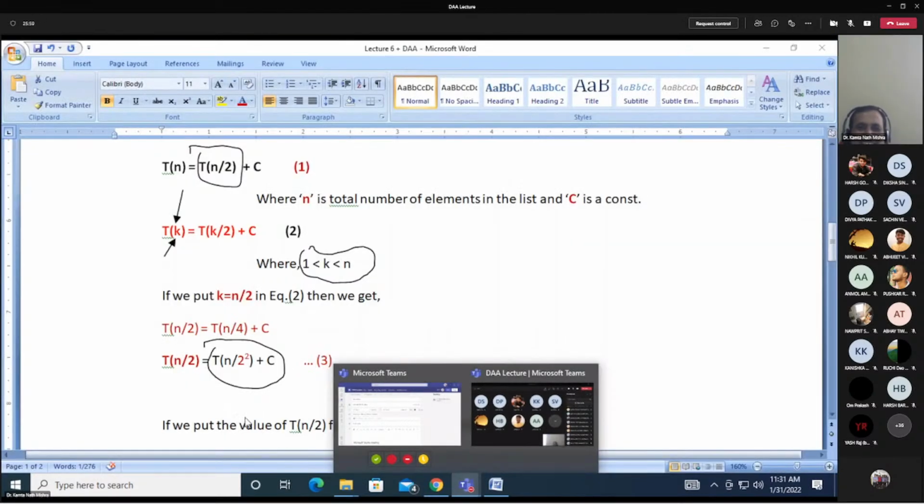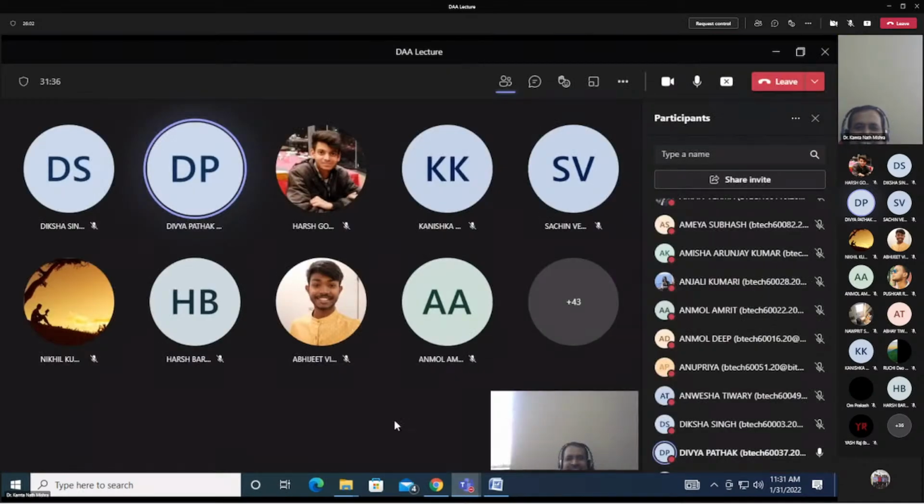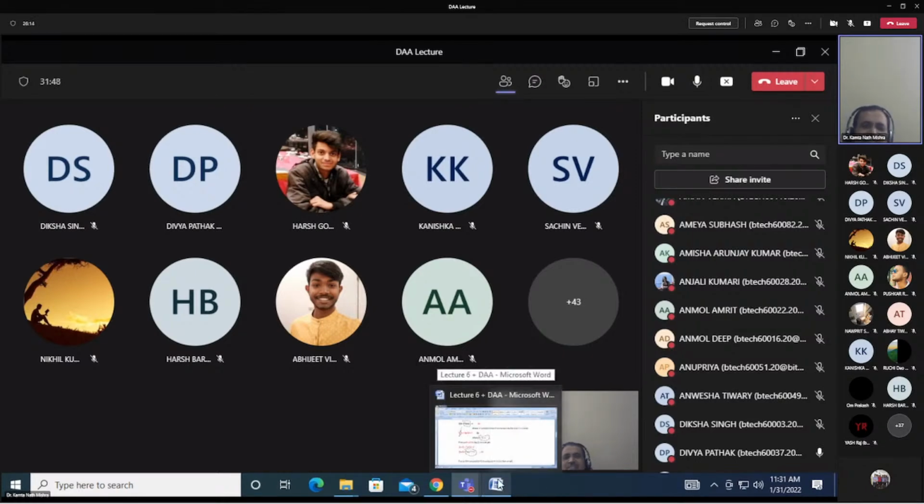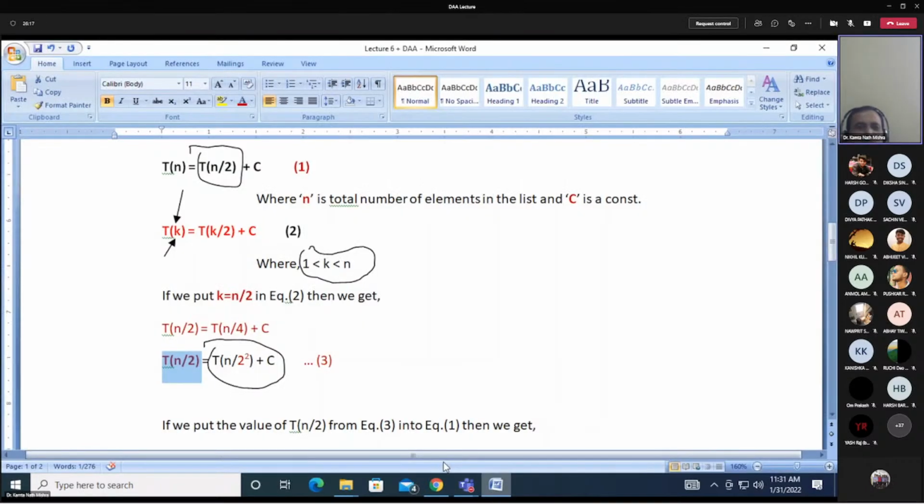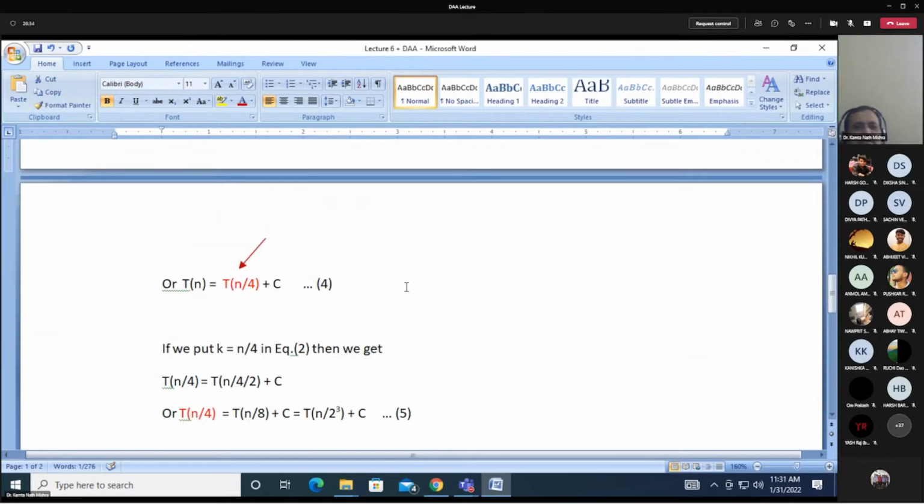Two constants, 2c, is again a constant only. Either you add two constants, divide two constants, or multiply two constants, you will get a constant. So if you put the value of Tn by 2 from equation 3 into equation 1, you will get Tn equals Tn by 4 plus c. This is equation 4.